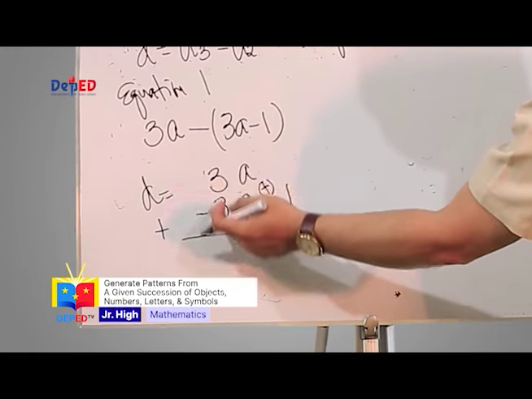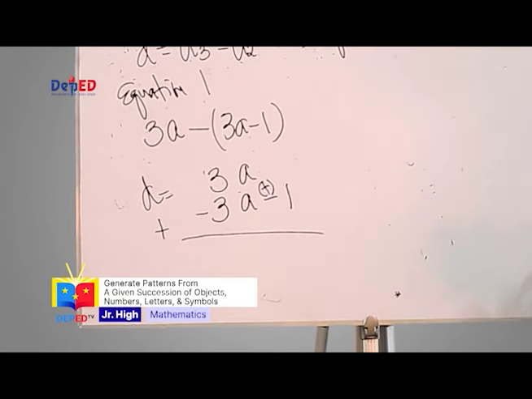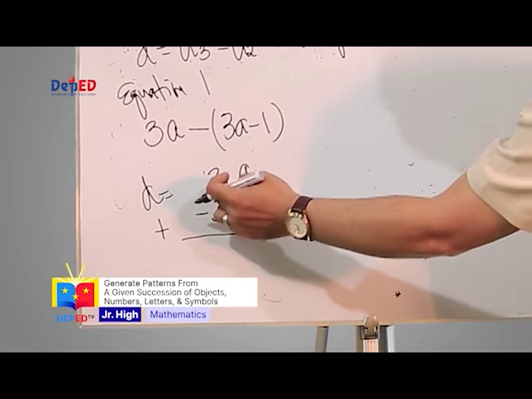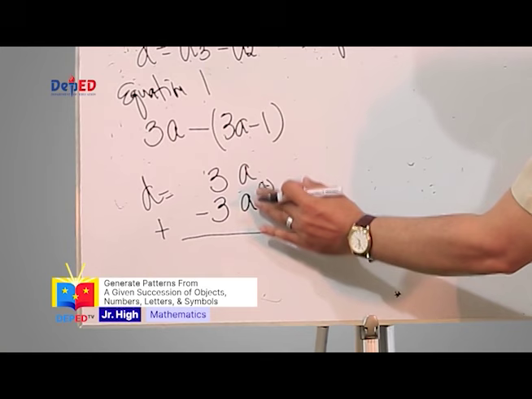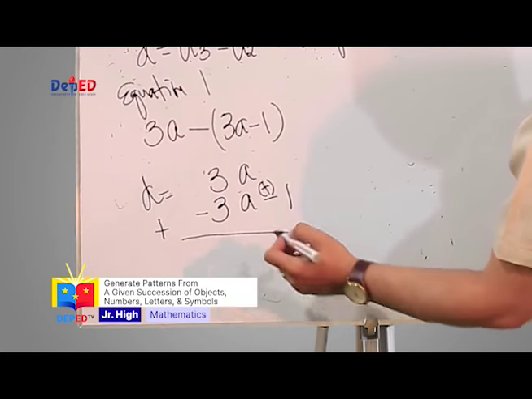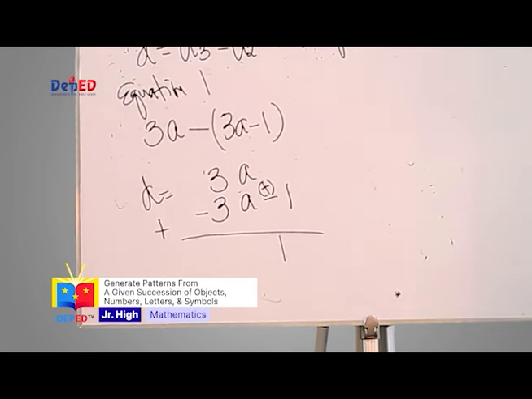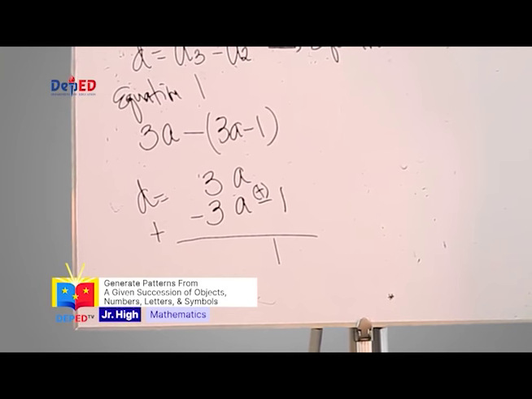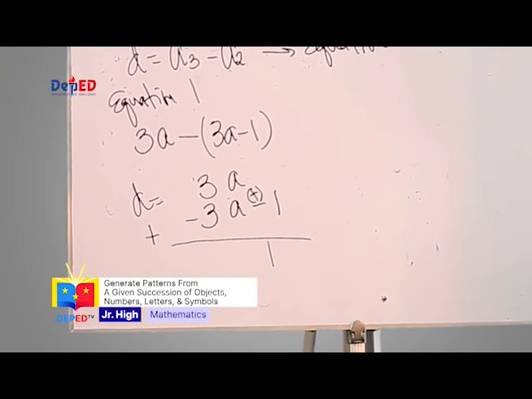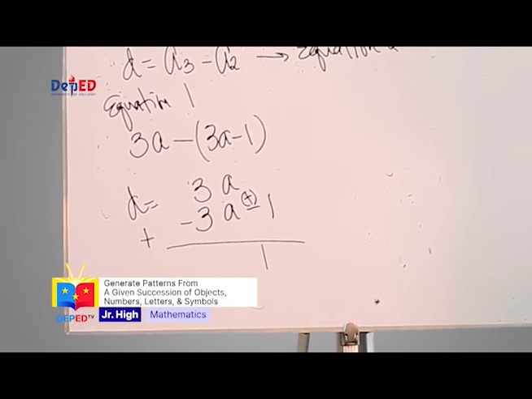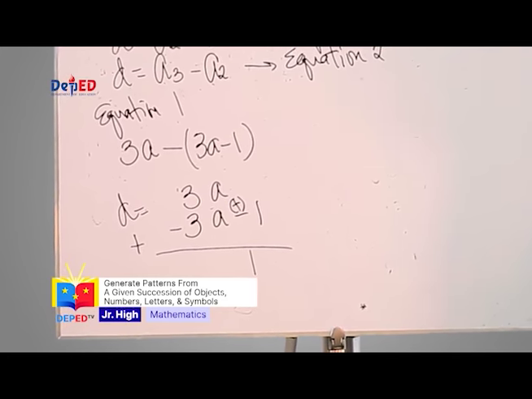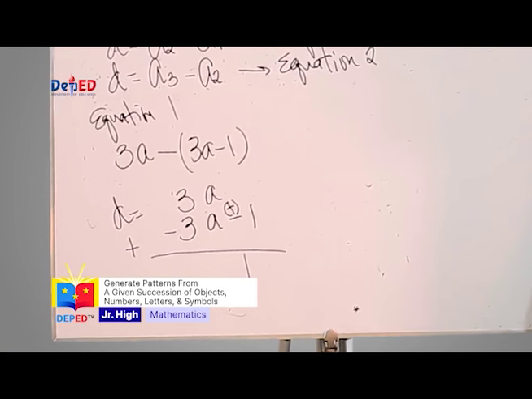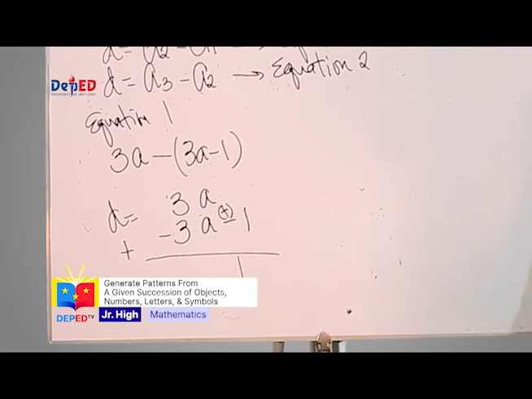Since these two numbers are opposite in sign, we will subtract. 3a plus negative 3a is 0. We will have 1. You are right. The common difference is 1. What if we use the second equation? Would we arrive at the same answer? Let's try.